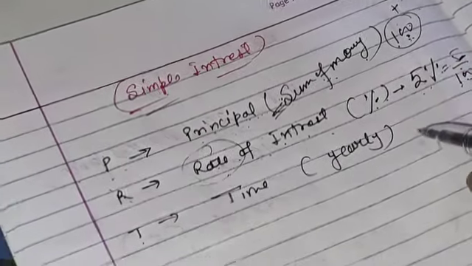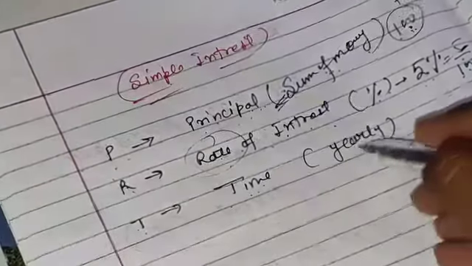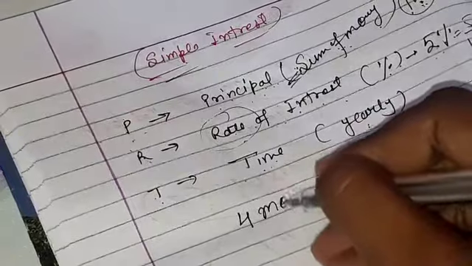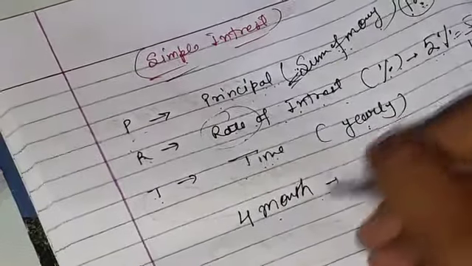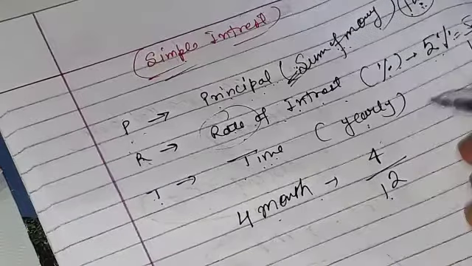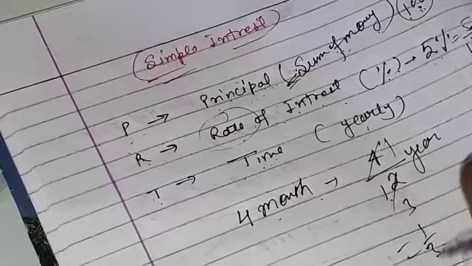Third is time. You calculate your time in years. Suppose they give you time in months, 4 months. Then you have to change that into years. For that you have to divide by 12. So 4 upon 12 means 1 upon 3 year.